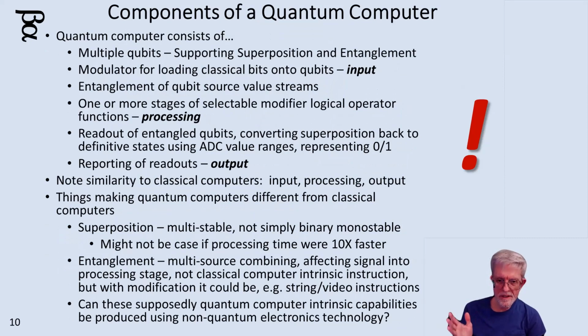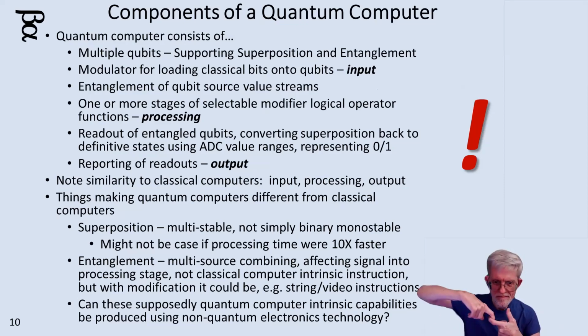A quantum computer consists of multiple of these things called qubits, and they support superposition and entanglement. And then we need some way of getting the classical computer bits to become qubits, and that's modulating them into radio waves typically. And then we entangle them. So we now have a series of source value streams of qubits. And when we flow that stream of qubits through these logical operators, that's processing. And then when they come out the end of the multiple stages of processing, we need to convert them back into zeros and ones. So we use analog to digital converters to do that. And the results, the readout, is the output.